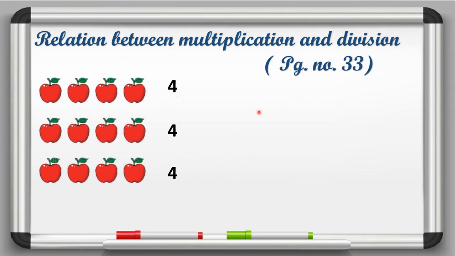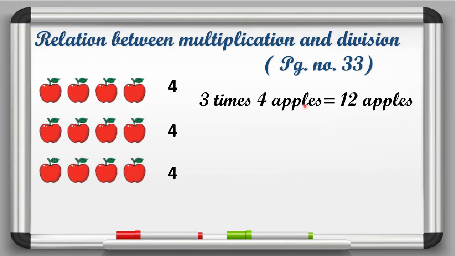So how can we write it like this? 3 times 4 apples is equal to 12 apples. Hai na? Abhi humne count kiya tha ki total apples kitne hain? 12. Aur kitne times hain? 3 times: 1, 2, 3. 3 times 4 apples is equal to 12 apples. Or we can say that 3 multiplied by 4 is equal to 12 apples.